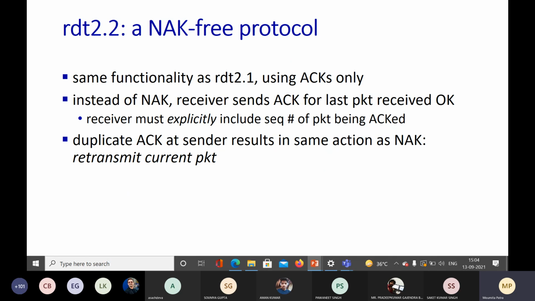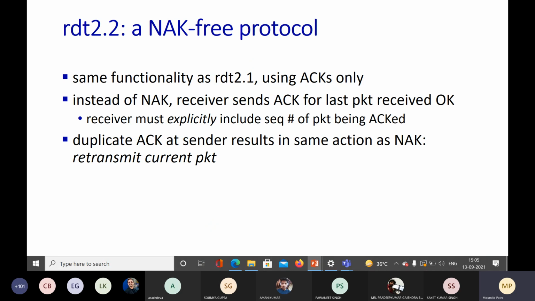Now, you can ask a question: if it is only ACK packets, then how will the sender get to know about some garbled or corrupted packet that has reached the receiver's side? So remember in the last protocol, we had seen that we put sequence numbers even in the acknowledgement packets. Here also, the receiver will explicitly include the sequence number of the packet for which it is sending the acknowledgement.